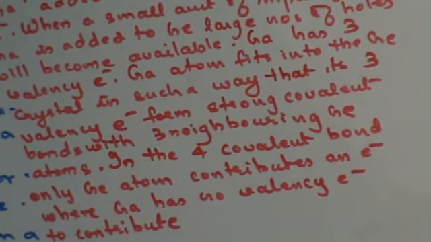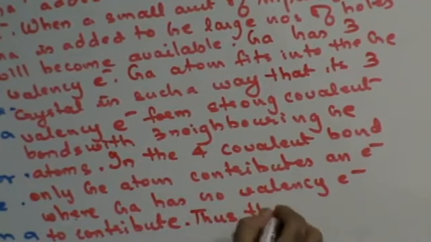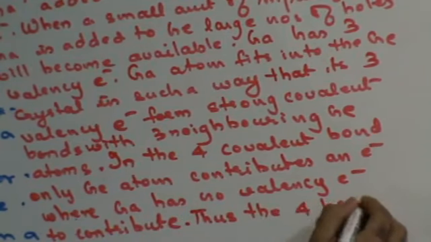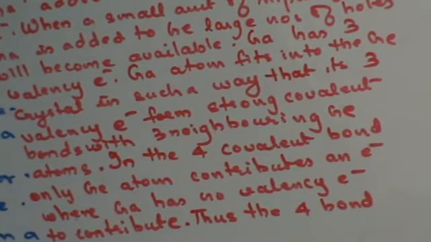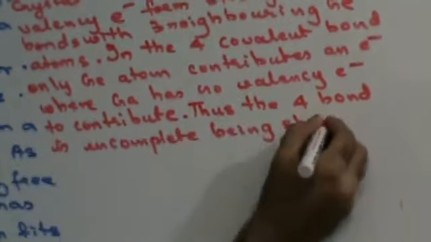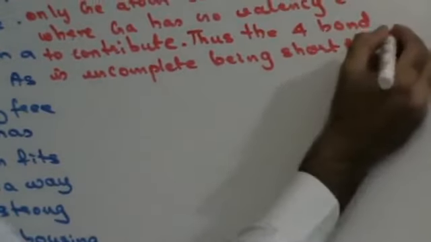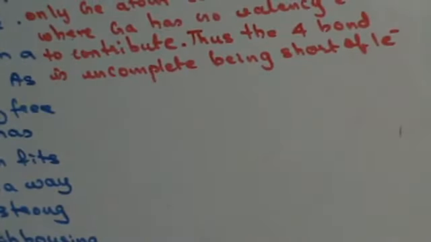Right? Now, as the fourth bond is incomplete, being short of one electron, this missing electron is called a hole.